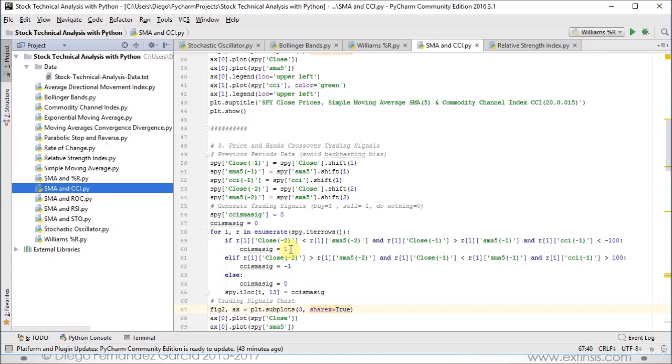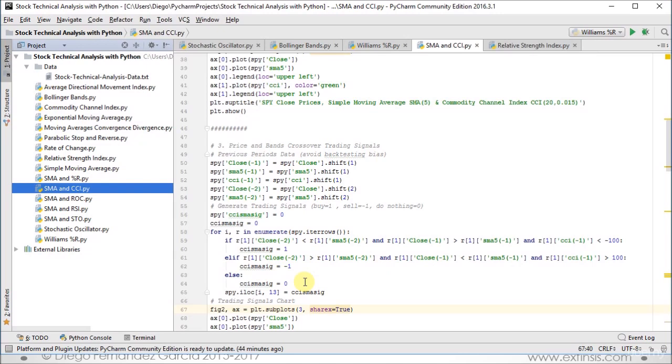If not, we enter a second if, which is a nested if within the original one, therefore it's an elif, in which we're asking if our second previous period's close price was greater than that second previous period's simple moving average, and our previous period's close price was less than that previous period's simple moving average, and this is confirmed by our previous period's commodity channel index being above 100, then our signal is -1 or a sell signal. If none of these two conditions is met, then we have 0, which is do nothing.